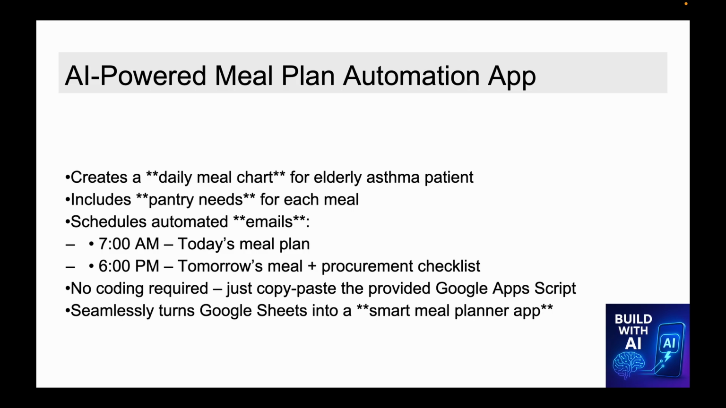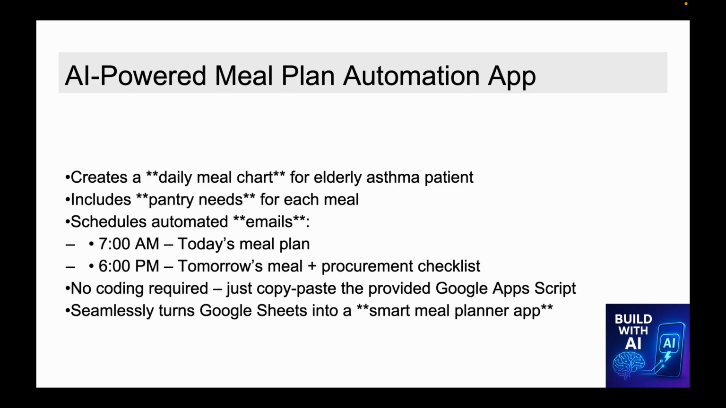That is, in the evening at 6 p.m. we are going to push the schedule for tomorrow, and in the morning at 7 a.m. we are going to push the meal chart for today, and that is going to be pushed to your email ID. This is a completely automated application where you just need to do some configuration at the start, and then it will work seamlessly for you. What we are going to use is Google Sheets, and then an LLM like ChatGPT to create the application, to create the code also, and then automate the entire thing.